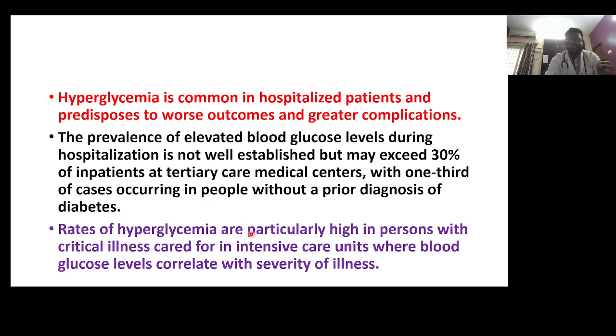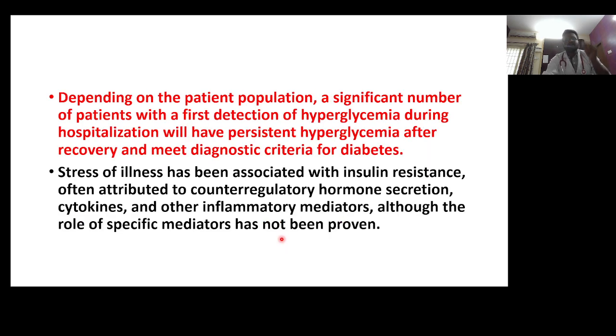The rates of hyperglycemia are particularly high in persons with critical illness cared for in intensive care units, where blood glucose levels can correlate with the severity of illness. Depending upon the patient population, a significant number of patients with first detection of hyperglycemia during hospitalization will have persistent hyperglycemia after recovery, and they meet the diagnostic criteria for diabetes.